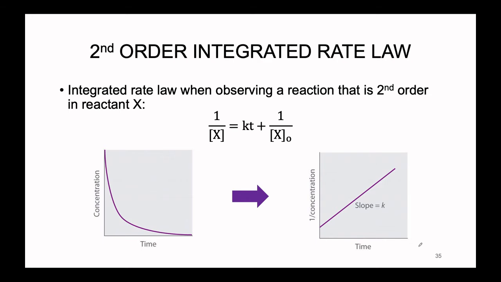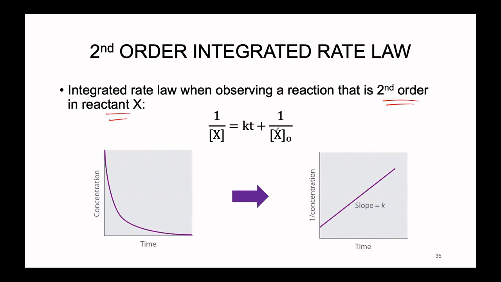Now we can see the equation here looks different than the first order integrated rate law, and that's because we have to do a different integral, like there's a different integrated solution when we follow the same types of steps as the derivation of our previous equation. So the second order integrated rate law is the rate law when observing that a reaction is second order in your reactant X. And at some time point, 1 over the concentration of X is equal to the rate constant k times t plus 1 over our initial concentration.